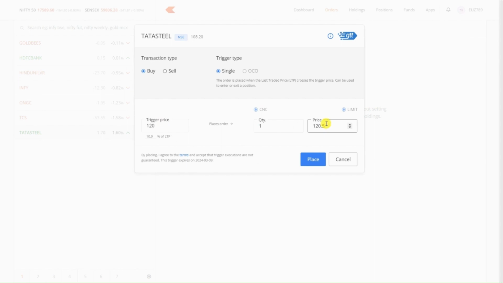Try to keep this executed price near to the trigger price, so there is more chance of this order getting executed. And you can also see at the bottom, the percentage option is available. Instead of changing the number, you can also change the percentage. Let's say if you click 9%, it is around 117.9. If you keep 8%, it will automatically change based on the percentage you provide.